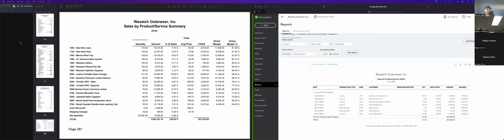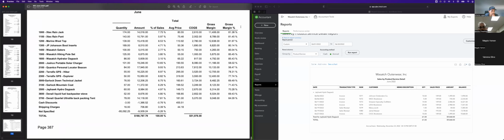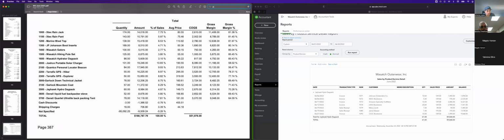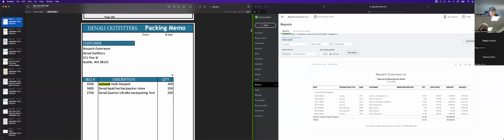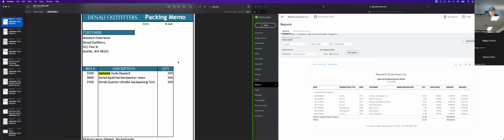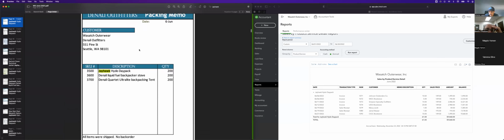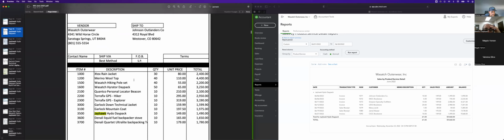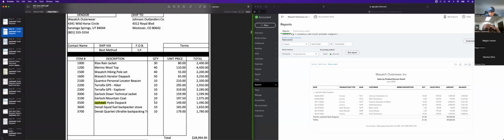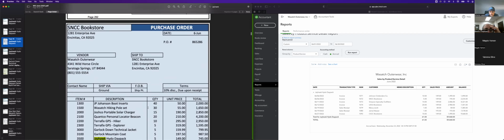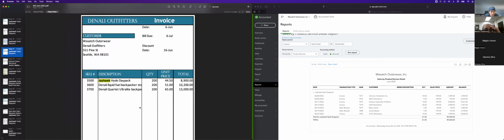I'm going to share my entire screen. And here I'm going to search for Jayhawk and see which ones we have. So we have June 6th, Jayhawk, quantity 200. This is the packing memo, so that's not a sale. Then we have 10 on this sale. That's accurate on the 6th. Perfect. We have 5 on the 6th. Perfect.